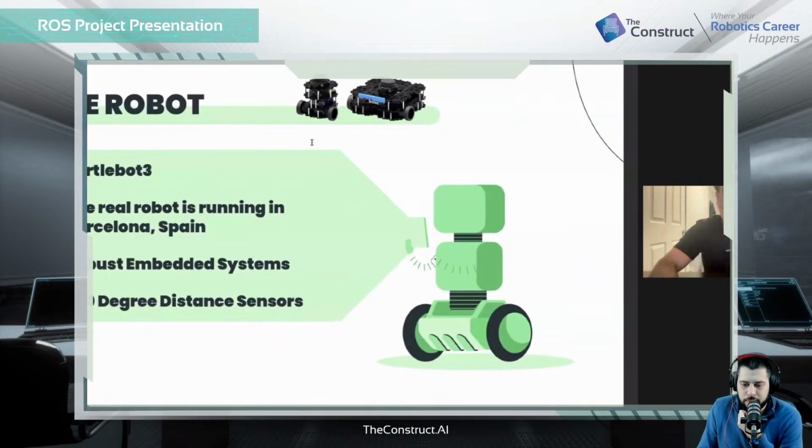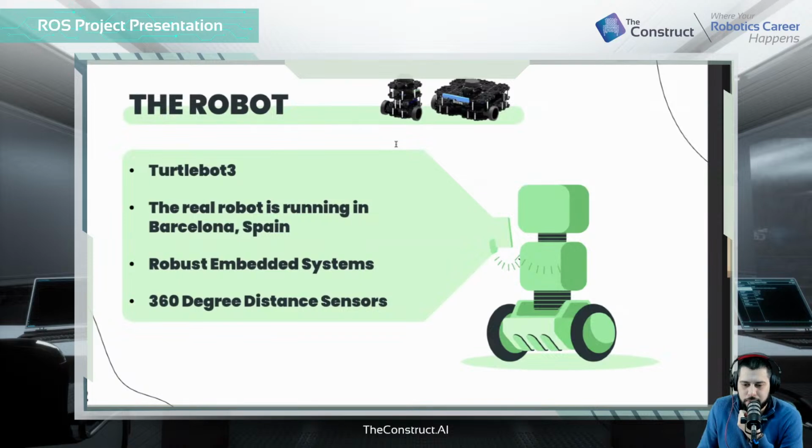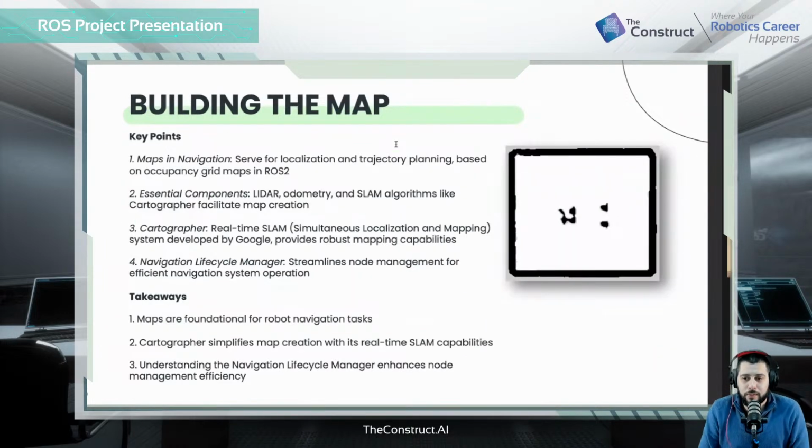So the robot is a TurtleBot 3. It is running in Barcelona, Spain, and it has robust embedded systems and 360-degree distance sensors. So first of all, the project involves building the map. Maps and navigation serve for localization and trajectory planning, and it's based on occupancy grid maps in ROS 2. The essential components are LiDAR, odometry, and SLAM, which is simultaneous localization and mapping. Inside, Cartographer facilitates map creation. Cartographer is a real-time SLAM system developed by Google, and it provides robust mapping capabilities.